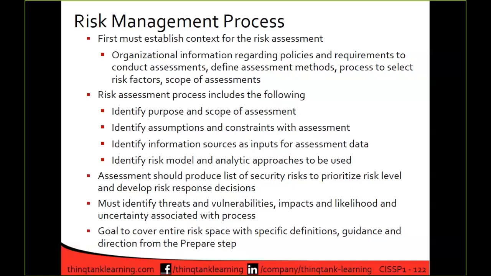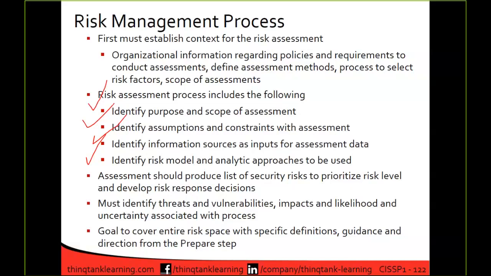The risk assessment process includes the following: identify the purpose and scope of the assessment, identify the assumptions and the constraints within the assessment, identify information sources as inputs for your assessment data, and identify the risk model and analytic approaches to be used. All right. Makes sense? Let's break it down a little bit. The purpose and the scope of the assessment could be mission-based, it could be systems-based, it could be based on regulations.